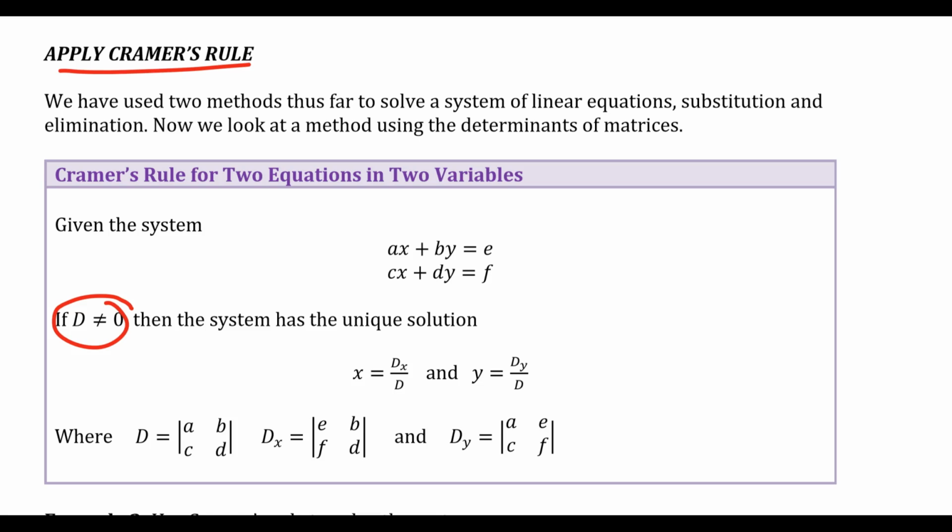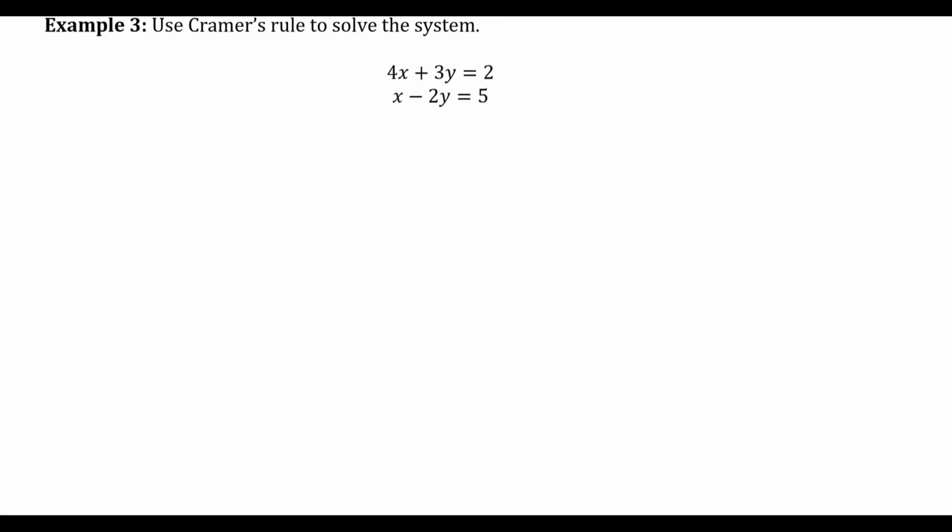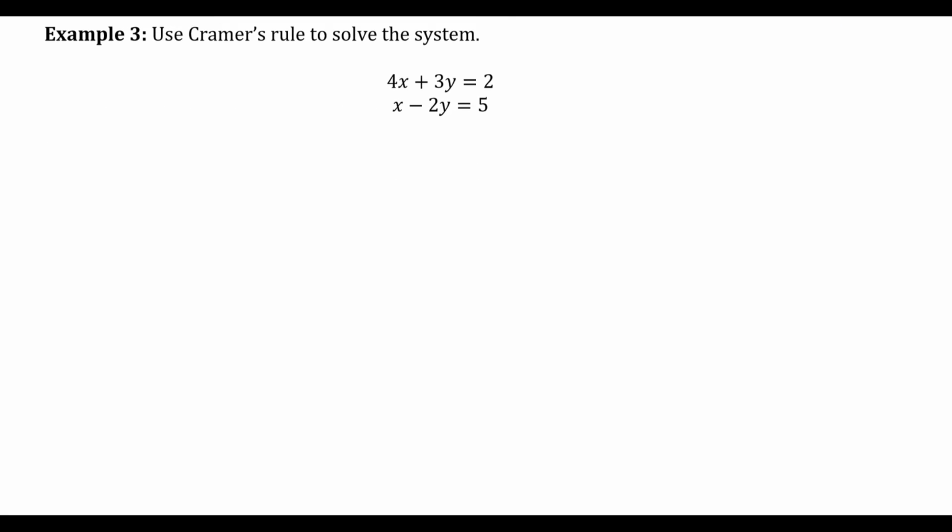Now on the first example that we're going to do this for, we could use elimination or substitution, either one, but I'm going to show you why we would want to use Cramer's rule, and a lot of it is because we end up with those nasty looking fractions that no one really likes. So let's start with finding our D. Our D, remember, is just the 4 and the 3, 1, and a negative 2.